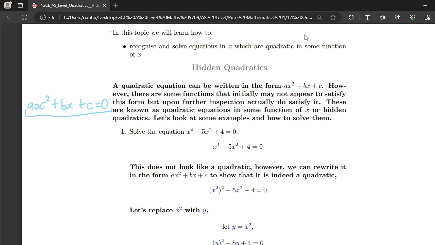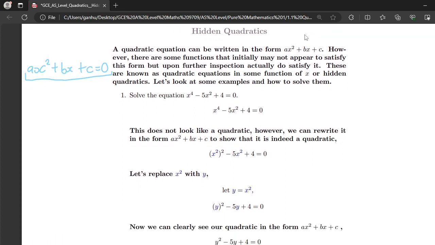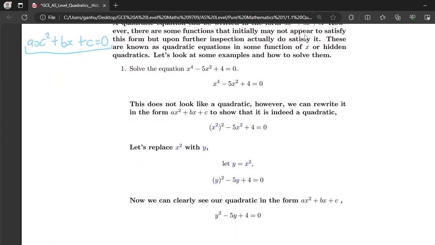To learn about hidden quadratics, we're going to look at examples and walk through them and explain them together. Number 1: solve the equation x to the power 4 minus 5x squared plus 4 equals 0. As it appears here, it doesn't look like it's in the form ax squared plus bx plus c equals 0, but we can change it so that it looks exactly like this form.